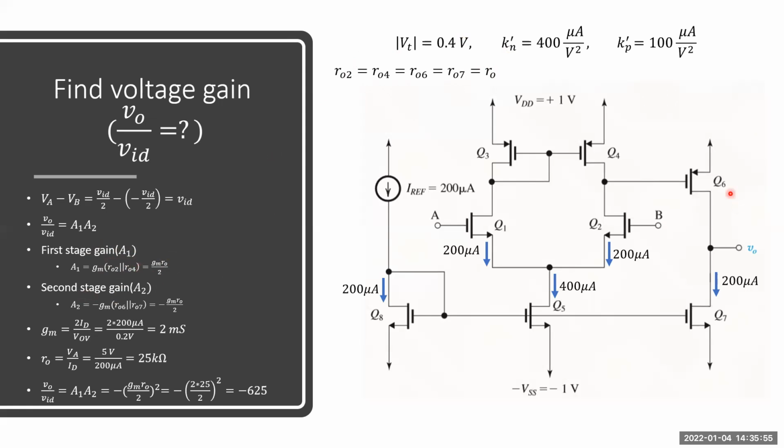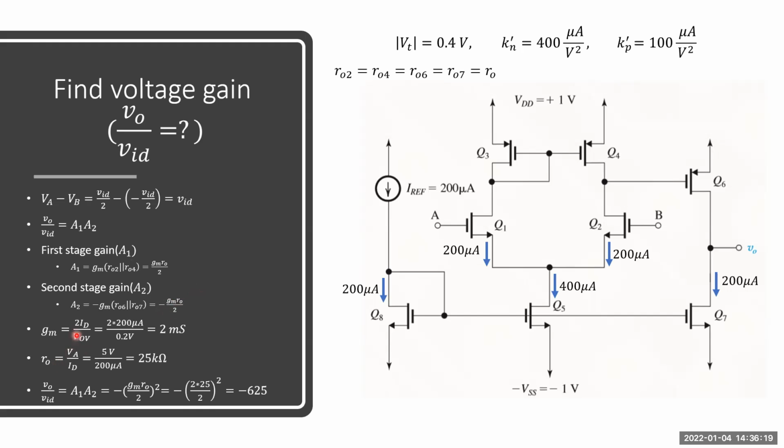What about the second stage gain here? In the second stage, the input node is here, the output node is here. Then the expression is minus gm of Q6 times ro6 parallel to ro7. Then it equals minus gm ro divided by 2.